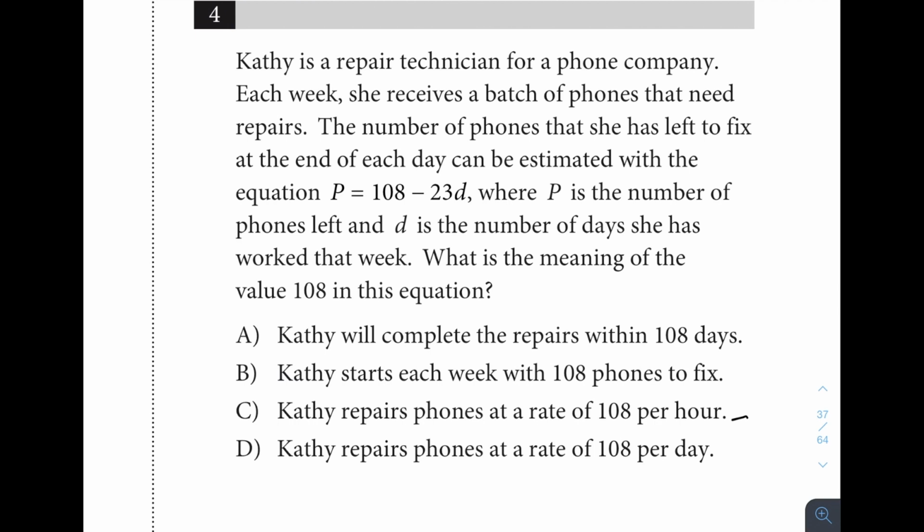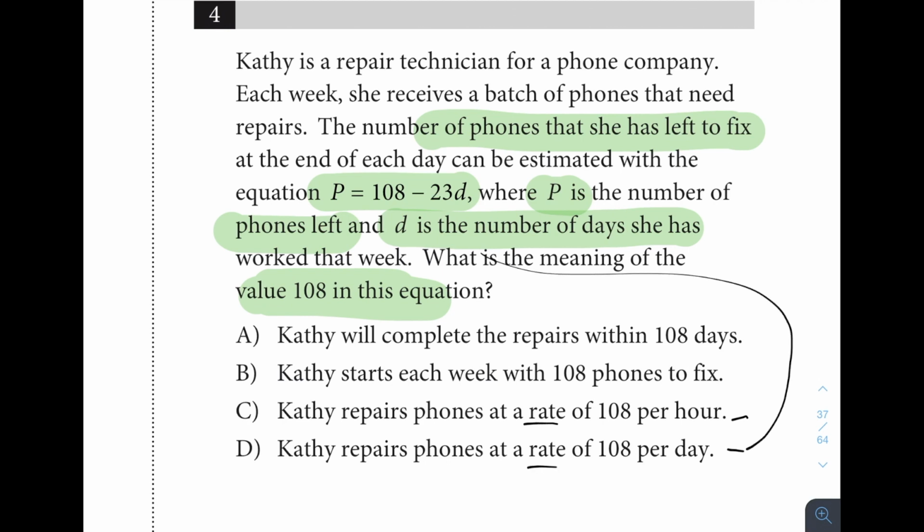Here it's asking, it gives us this equation. The number of phones that she has left to fix can be estimated by this equation, where P is the number of phones left and D is the number of days that she's worked this week. So it's asking what is the value of 108. The last two answer choices have rate, and rate relates to this. So we know that that's not going to have anything to do with the 108. And it doesn't say anything about completing them within a fixed amount of time, but we are going down from 108, so it'll tell us that she starts with 108.